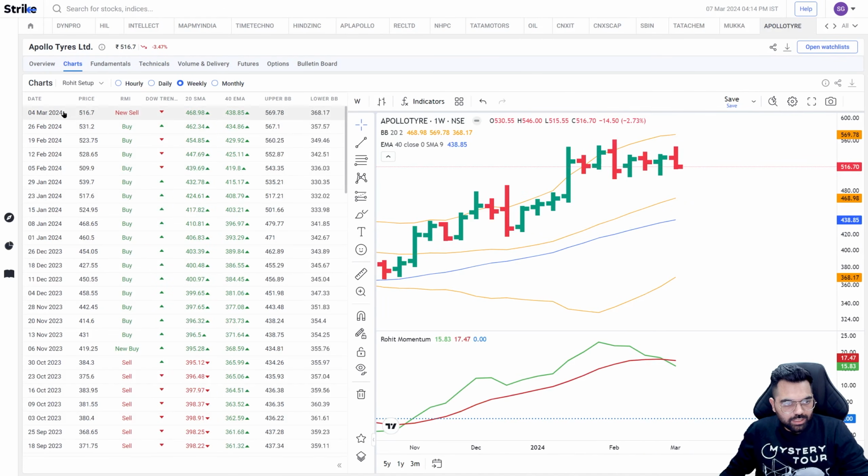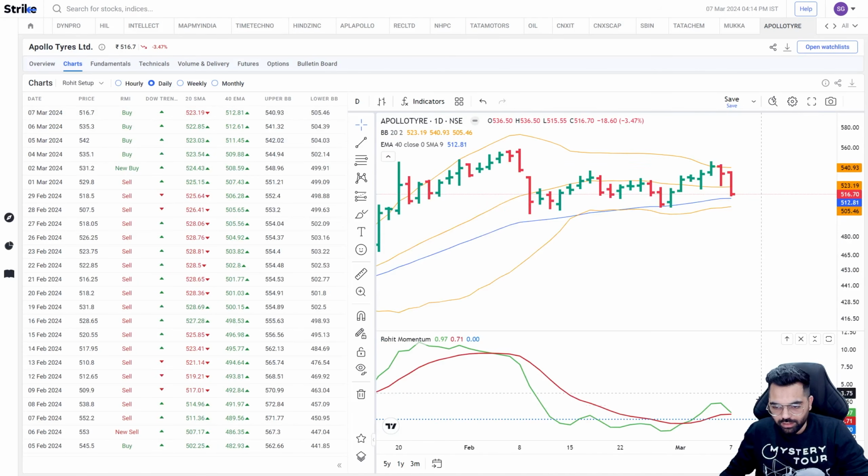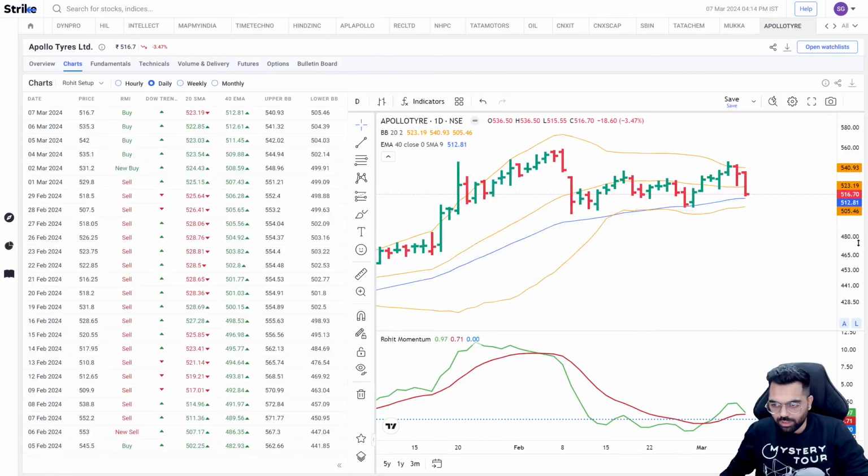Two things have changed on the current candle: the RMI has crossed to the sell side, and the Dow trend has turned bearish because on a closing basis it is a lower low. Now if I go to daily, then the RMI has not yet crossed over, neither has the Dow trend, and the 40 EMA, which is at 512.8, has not broken, but the 20-day average has been broken.